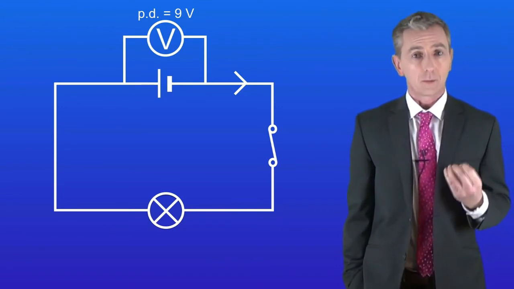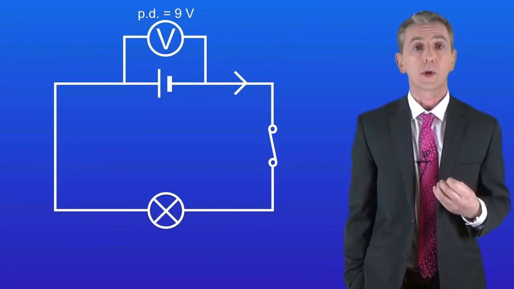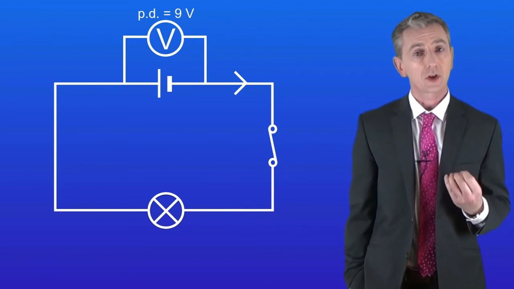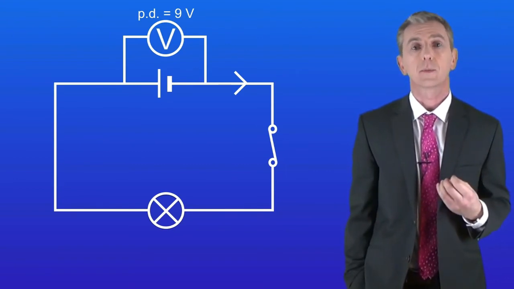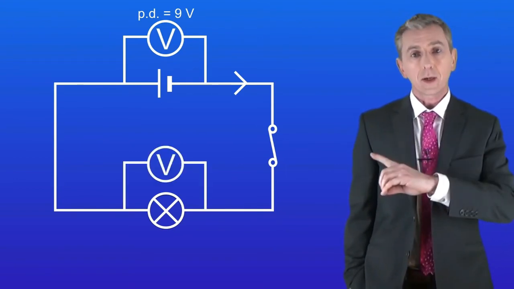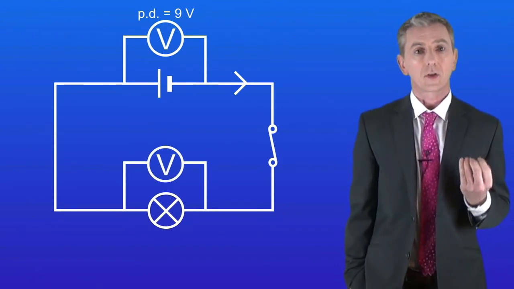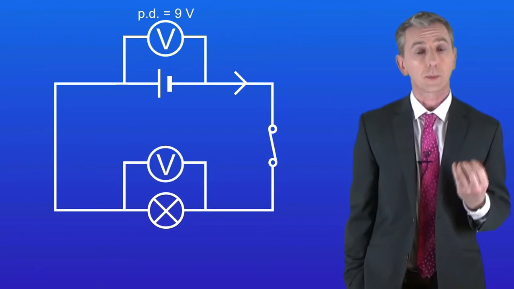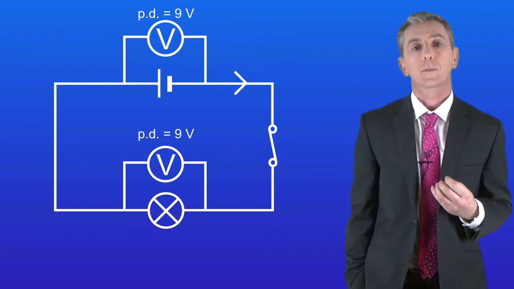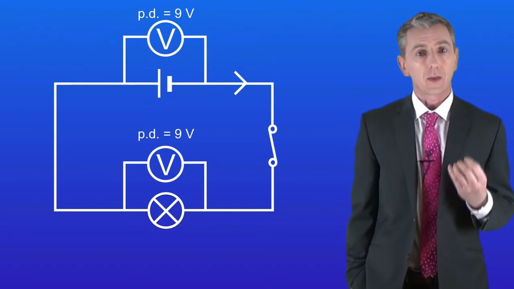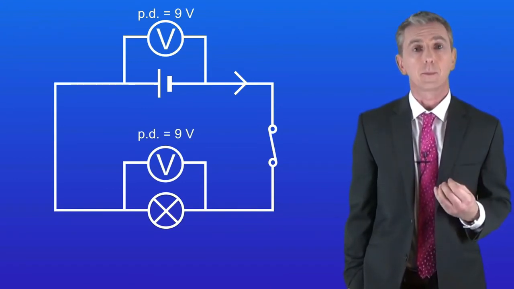Now we can use a voltmeter to measure the potential difference across the bulb, and this tells us how much energy the electrons are giving to the bulb. There's my voltmeter, and it tells us that the potential difference across the bulb is 9 volts. Now can you see here that the potential differences are the same?